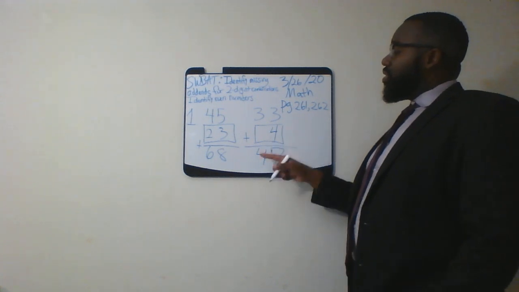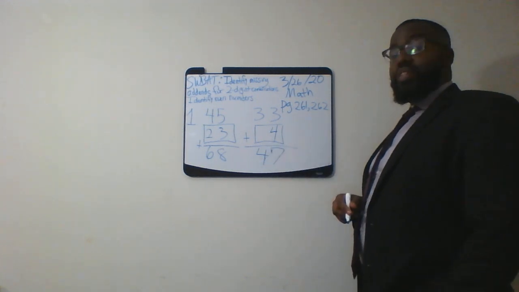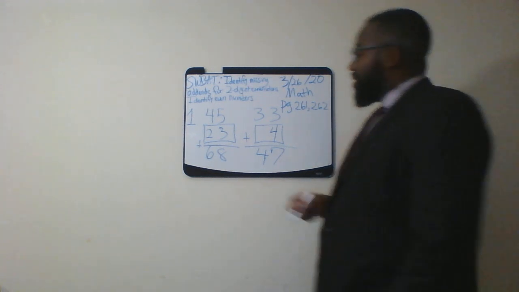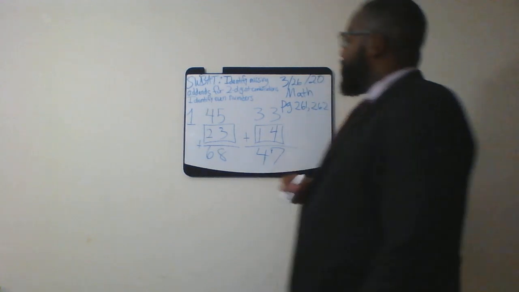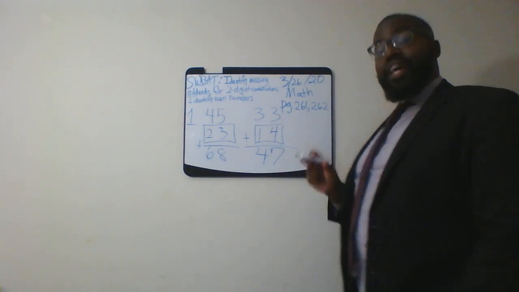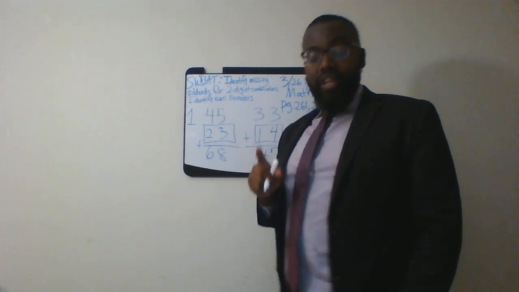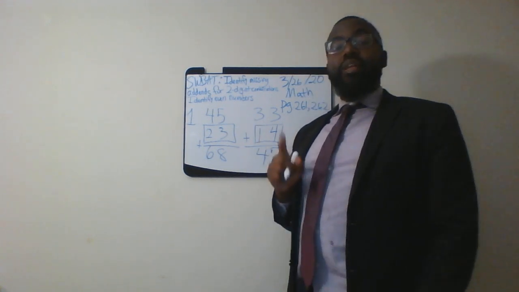So 3 plus what number will give you 4? Good job. 3 plus 1 will give you 4. So that's how you find the missing number. Remember, you always start in the ones place. So right now, you're going to try to do the rest of number 1 on your own.